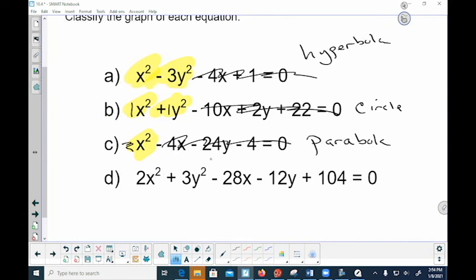That just tells me if it opens up, down, left, or right. The last one, I have 2x squared, 3y squared. So they're both positive. So I know it's going to be either a circle or an ellipse, but since the coefficients are different, it becomes an ellipse. And those are really that simple, that quick, and that's all you have to do.